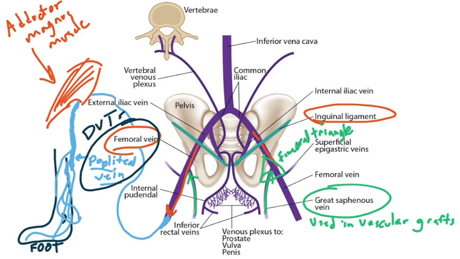Now, why would the great saphenous vein be such an ideal vein to use in cardiac grafts? Well, it's superficial, so it's easy to get, and it's moderate in diameter, and it doesn't drain all the deep structures that the popliteal and femoral veins do, which means it's not necessary for all these deep structures to get rid of their deoxygenated blood.